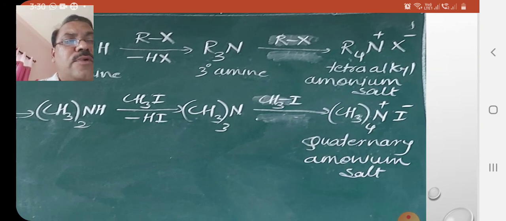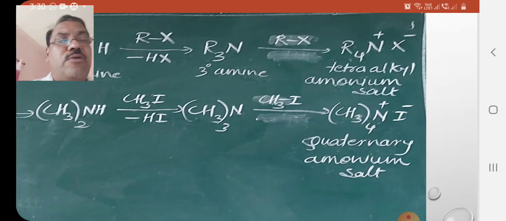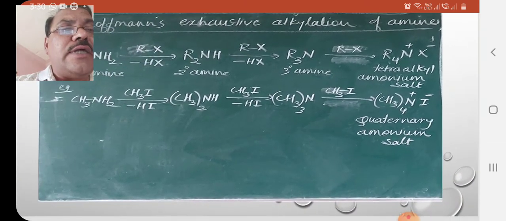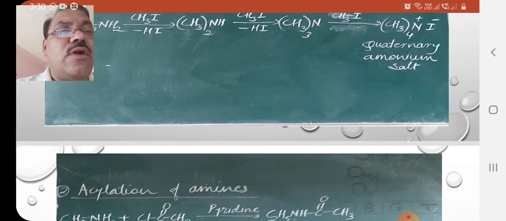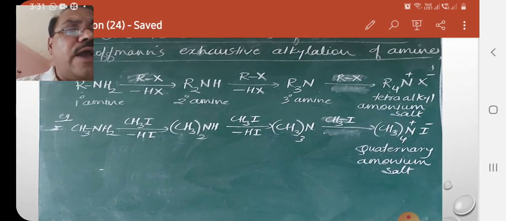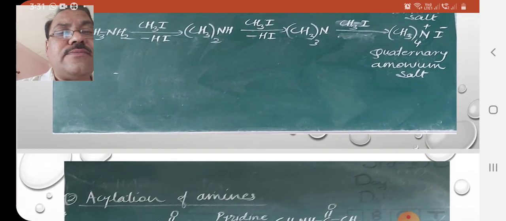So what is quaternary ammonium salt? This question has been asked in the exam for 1 mark. The answer is, tetraalkyl ammonium salt is called quaternary ammonium salt. It is represented by R4N+ X-.